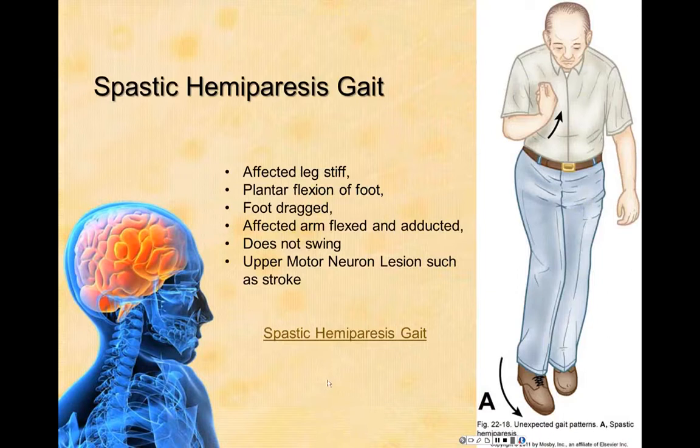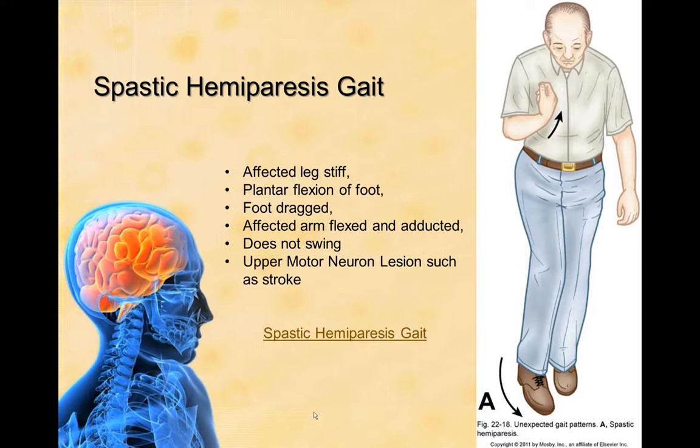This is a picture, some slides on different types of gait, and you can read about these in the actual slide itself, but there's links here that will take you to a video of these particular types of gait. Someone who's actually demonstrating the gait itself. So you can see here that the spastic gait, they're dragging their foot.